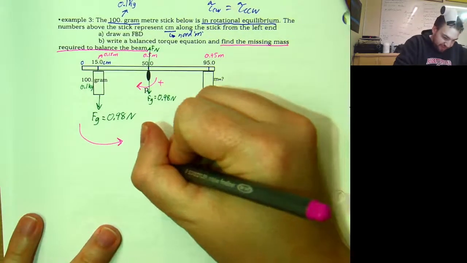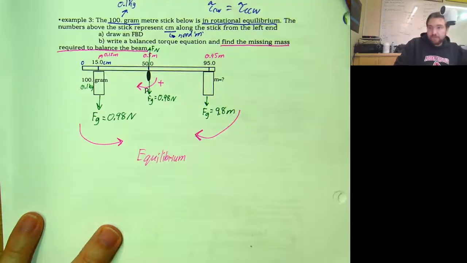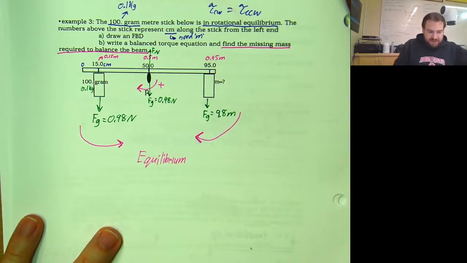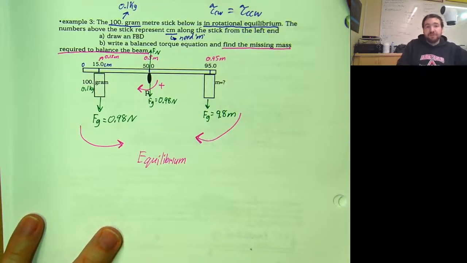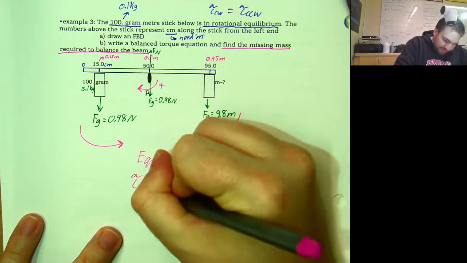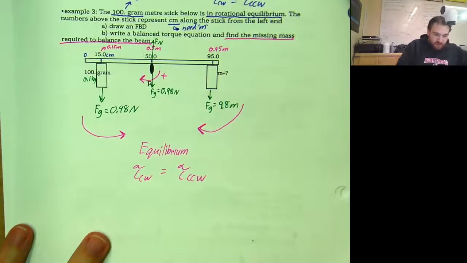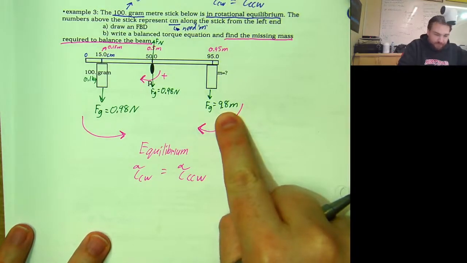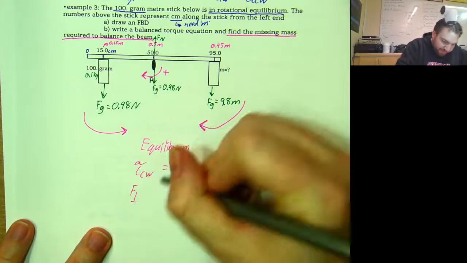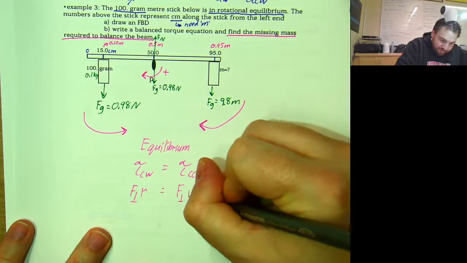We're told that this thing is in equilibrium. They're not going to tell you that the torques are balanced. They're not going to say, oh, the torque clockwise equals the torque counterclockwise. They'll tell you it's in rotational equilibrium, and it's your job to understand what that means. So equilibrium means torques clockwise equals torques counterclockwise. So my clockwise torque is this guy here. And remember, the distance is always from the pivot. So this is going to be F perpendicular R equals F perpendicular R.